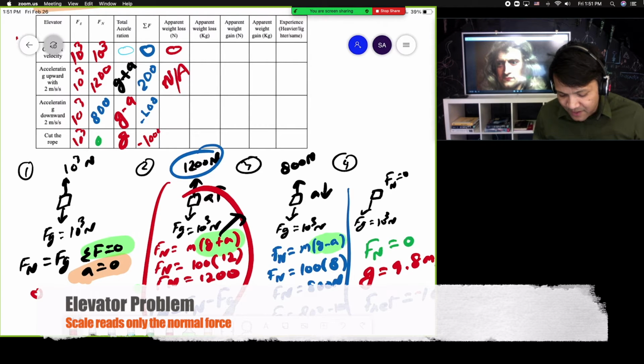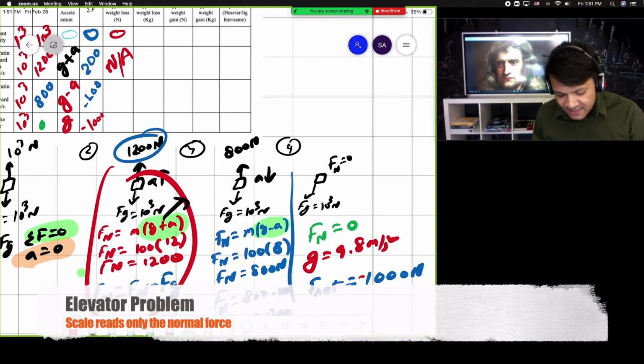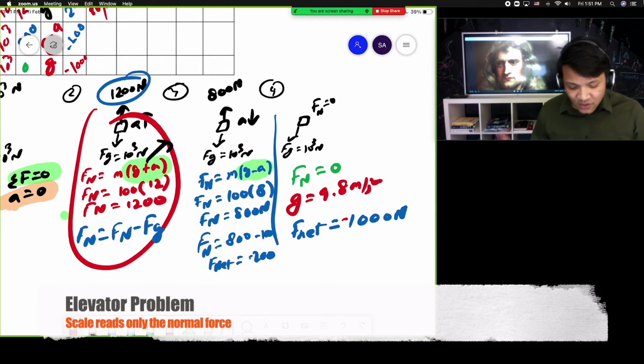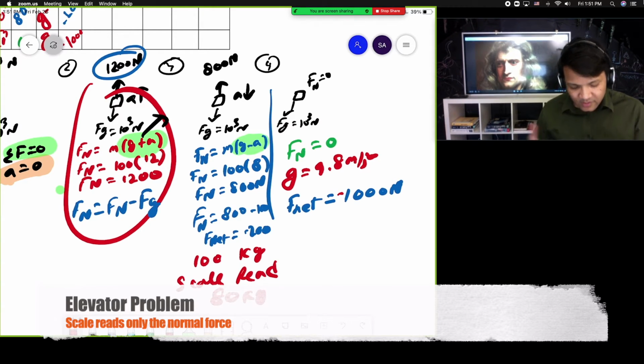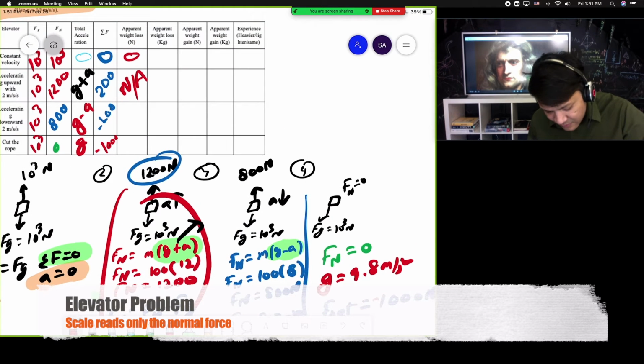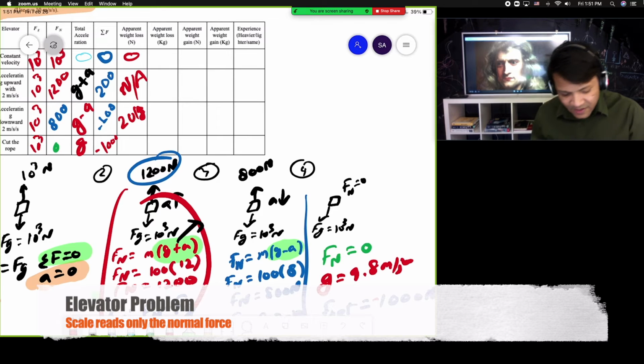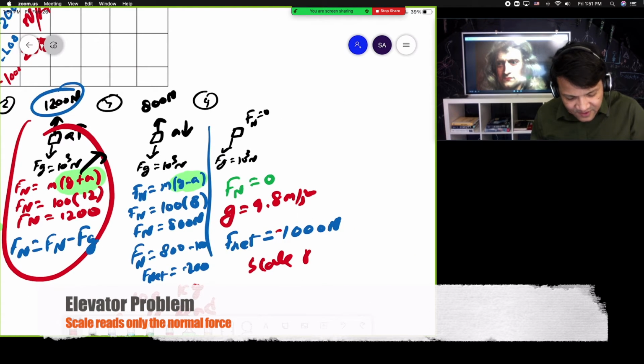The next one, apparent weight loss. There is an apparent weight loss. The actual person is 100 kilogram, but the scale reads 80 kilogram. All right, so apparent weight loss is 20 kilogram. Next, the scale reads 0, so apparent weight loss is 100 kilogram.